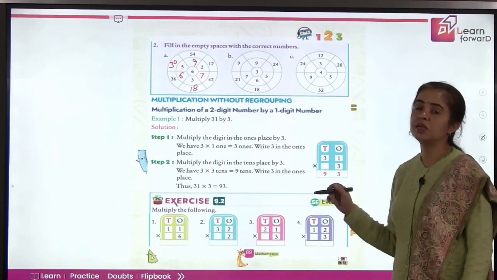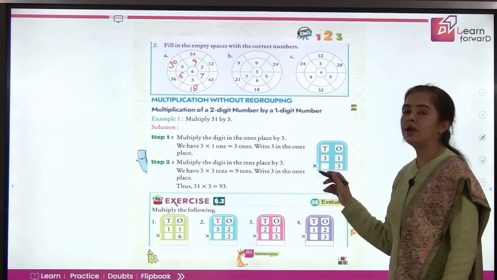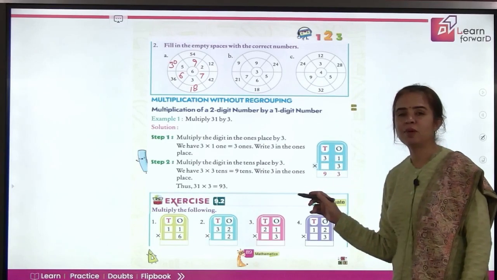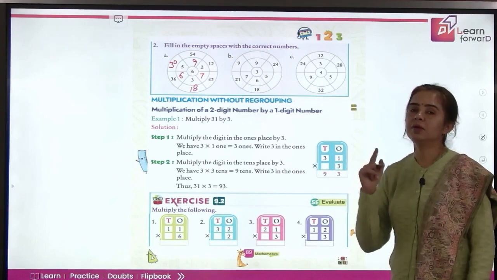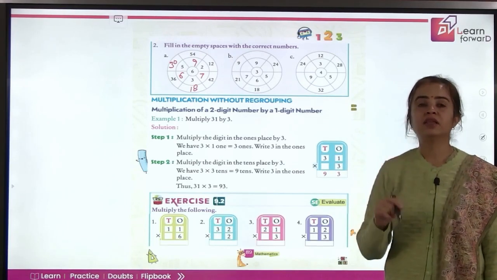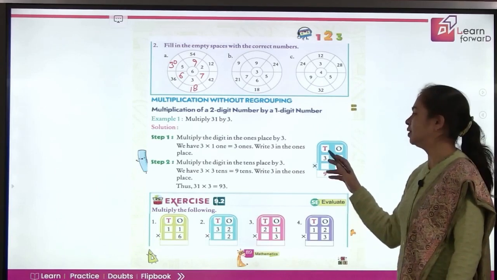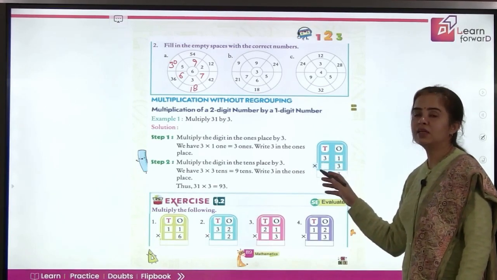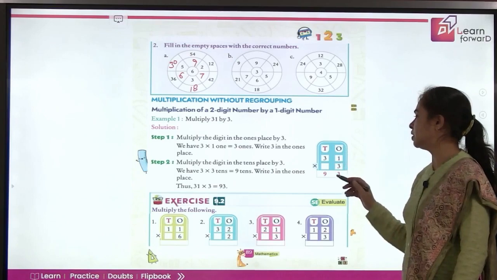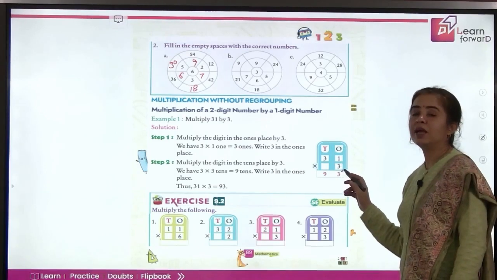The digit should be written clearly. Then put the multiplication sign to show you are multiplying the numbers, and the number by which you are multiplying will go at the ones place. So if you have to multiply 31 by 3, we'll write like this: tens, ones, 3 at the tens place, 1 at the ones place, and multiplied by 3.